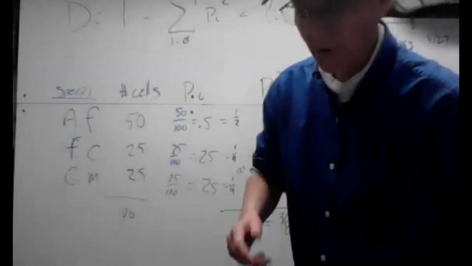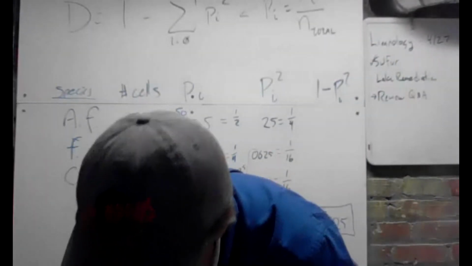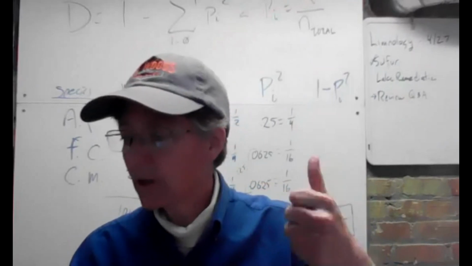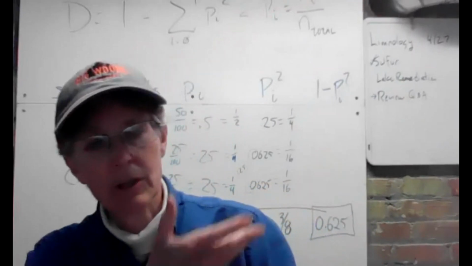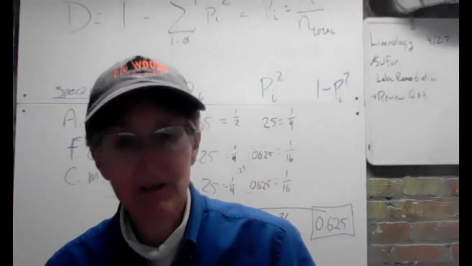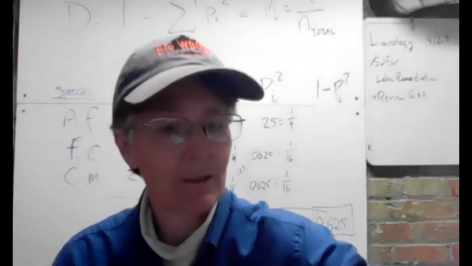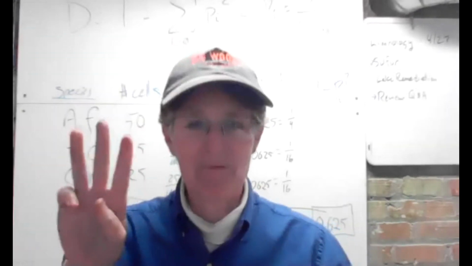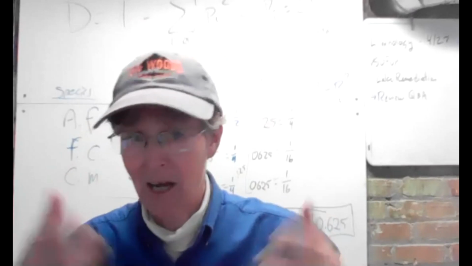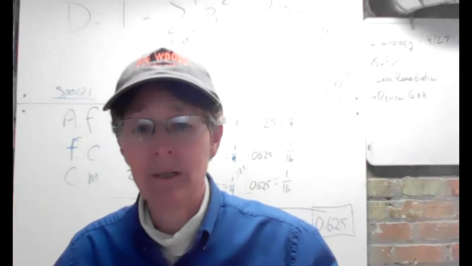Okay, so there's an example of calculation of Simpson's diversity index. What's the species richness for this community here? Anybody happen to know? Species richness? Yep, 3. 3 species, and that's what species richness means. How many species?